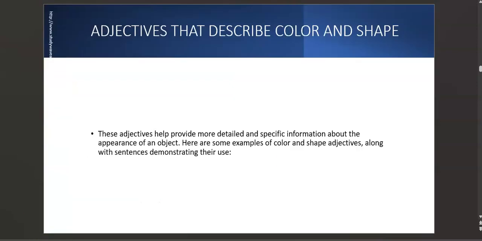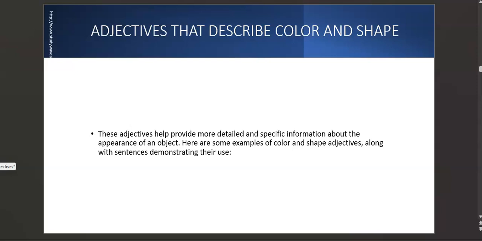And now we're going to discuss adjectives that describe color and shape. So our focus here is going to be adjectives of color and shape. These are adjectives that help provide more detailed and specific information about the appearance of an object.